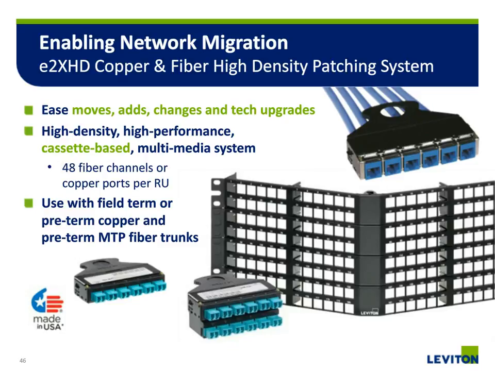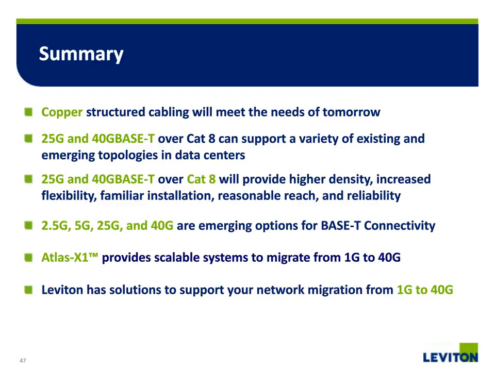So to summarize, copper structured cabling is going to be around a while. It will meet the needs of tomorrow, both for the enterprise and in the data center. We're going to have 25G and 40G data rates over Cat8 to support a variety of existing and emerging topologies. The Cat8 system will be higher density, with increased flexibility, familiar installation, and a reasonable reach and reliability compared to the direct attached cable. And then don't forget about the 2.5 and 5G standards that are going to allow you to make better use of the installed Cat5e and Cat6 cabling. And that concludes my webinar.